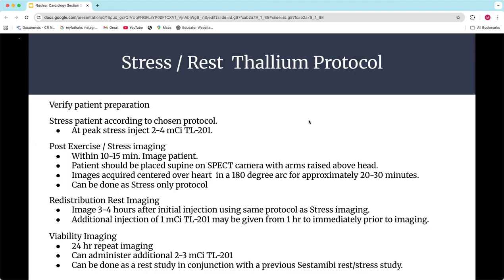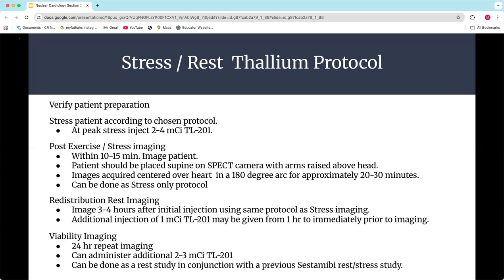Okay, let's talk about protocols. Now that we've built up all the stuff we need to know in the background, when we talk about these protocols, things are going to make a little more sense on why we do what we do. So I'll start out with the thallium protocol, and I'll try to get through this quick because you probably won't use this. But obviously, with every protocol, verify patient preparation. As you can see now that we've gone through it, patient preparation is important on these.